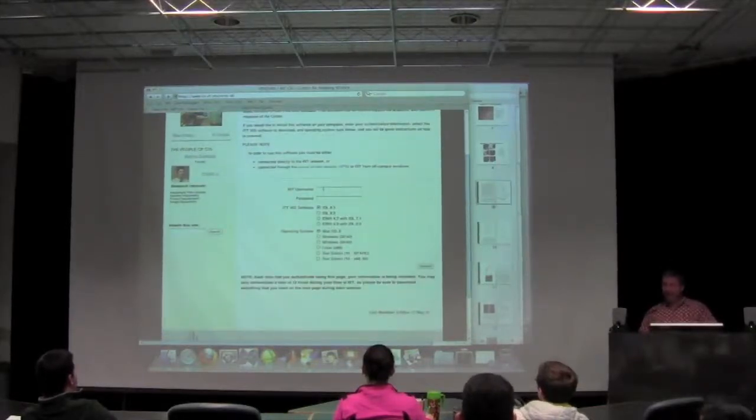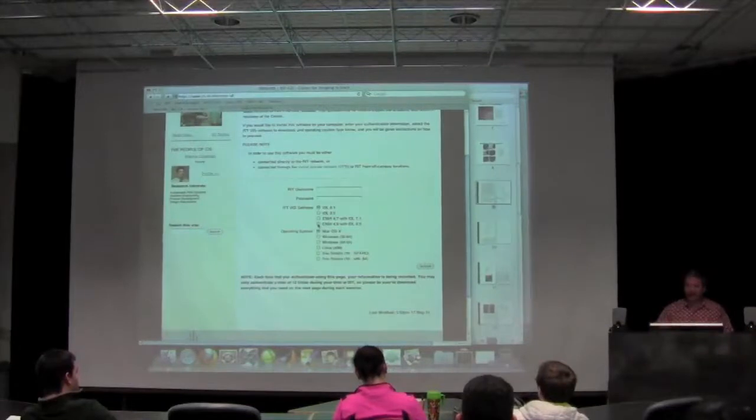Put in your RIT username and password. Select the version of ENVI and IDL you'd like to download. I'd recommend ENVI 4.8 with IDL 8.0. That's the latest one. And choose the OS that you have on your machine. You can download any architecture you'd like, and hit the submit button.